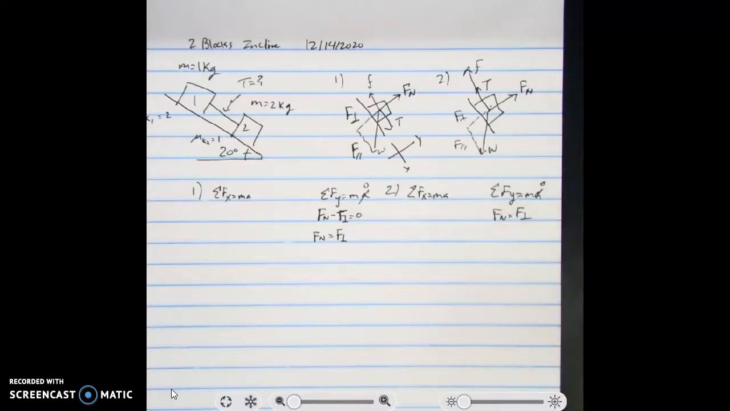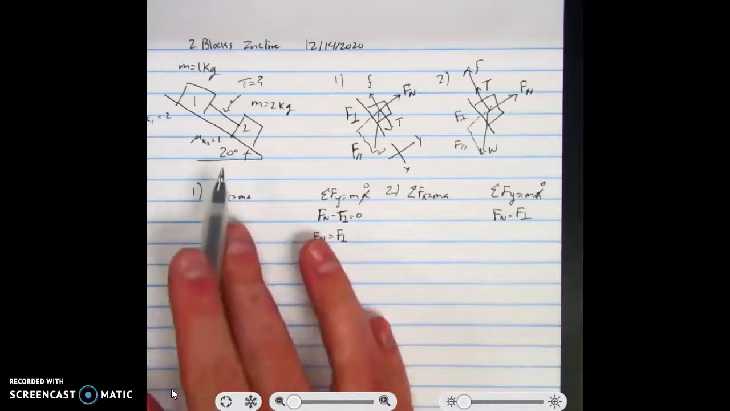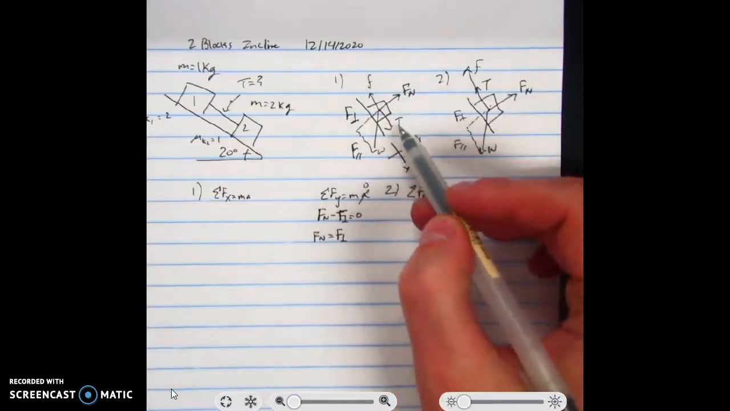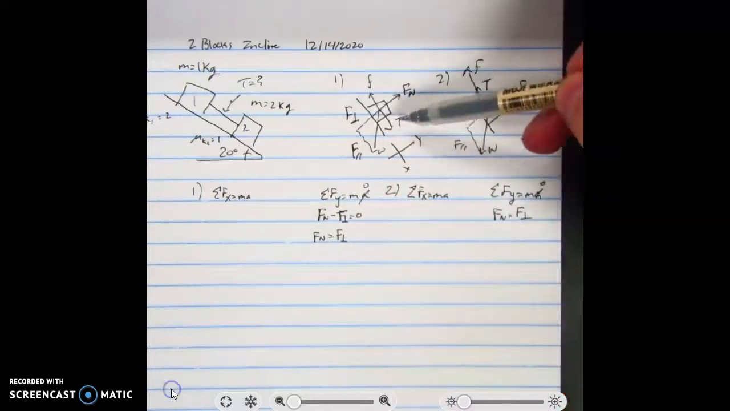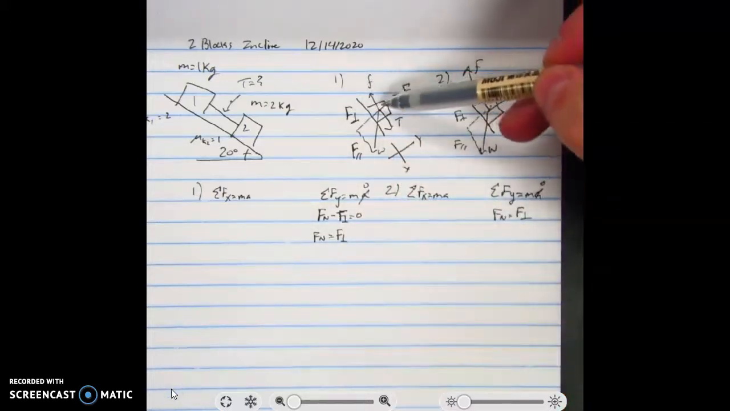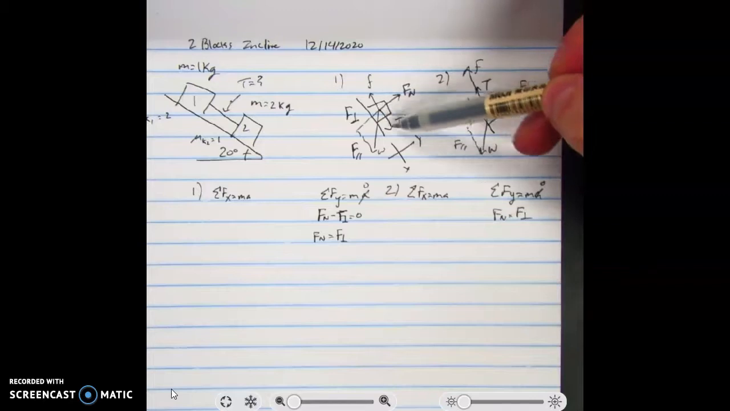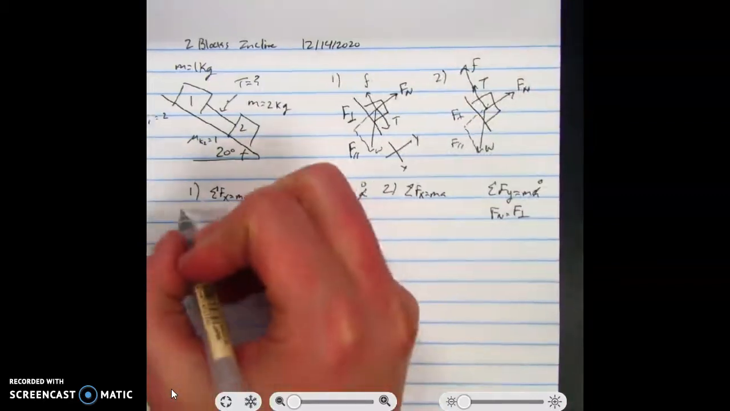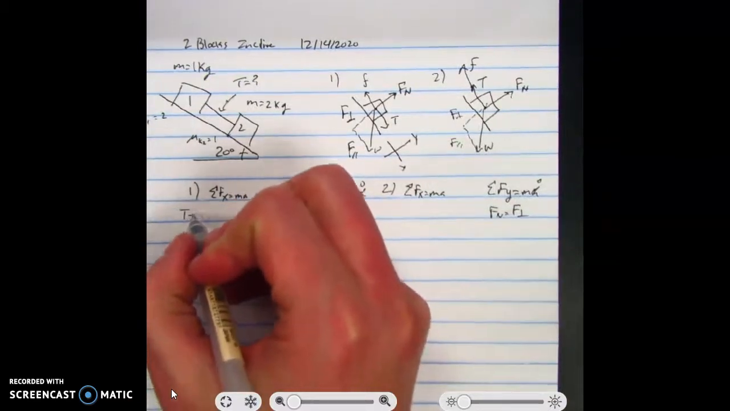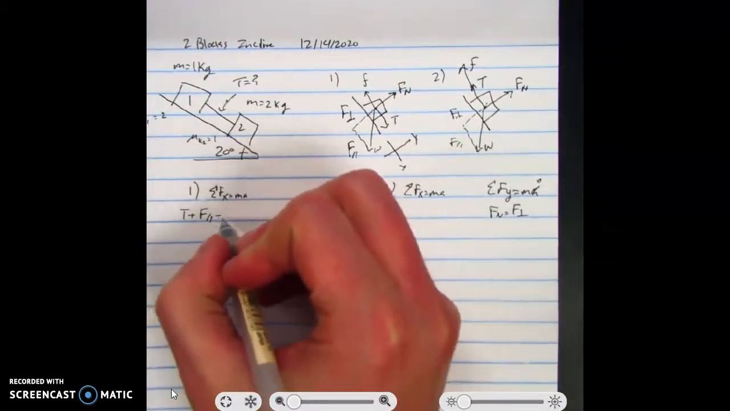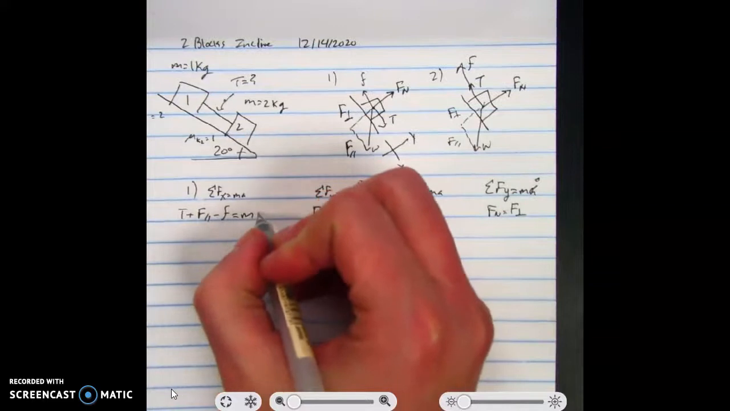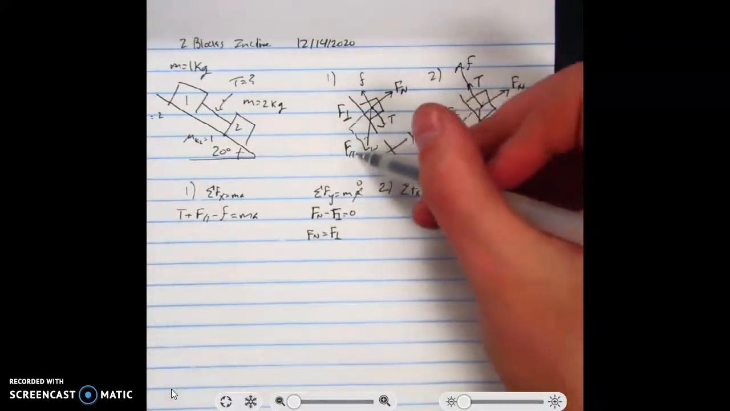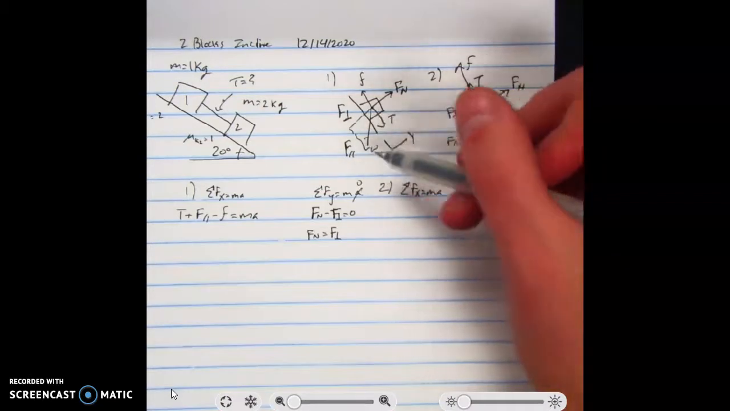X-axis, though, that's a little different. In the x-axis, I have three forces: tension, friction, and force parallel. So let's write this out. Tension is moving down, but it's moving in the positive x-axis, so that's going to be positive. So I have positive tension, I have a positive force parallel, negative friction equals ma. You can't forget about this parallel force. Yes, it's not written directly on this, but it is along the x-axis.